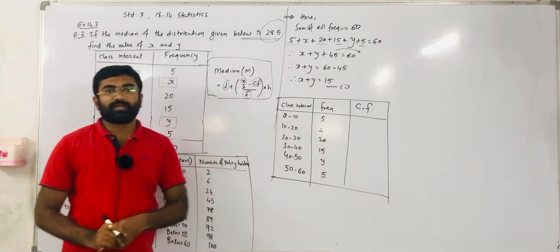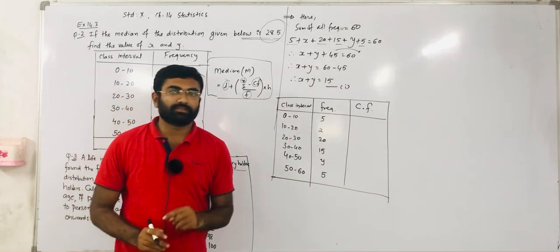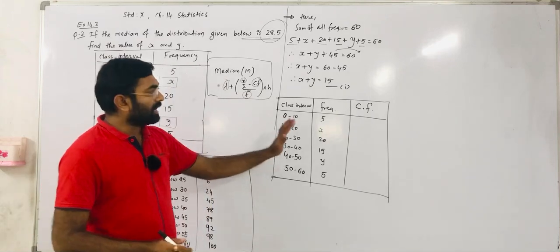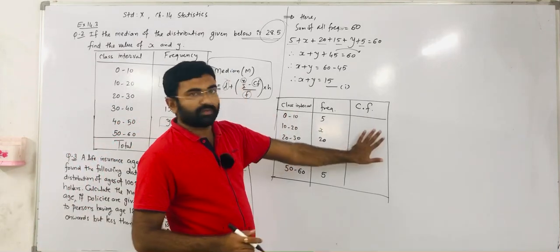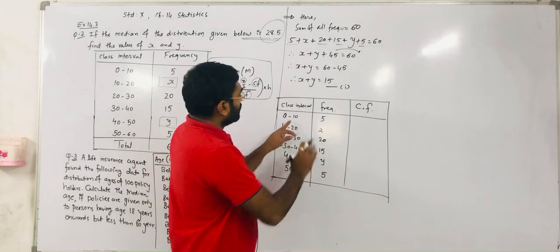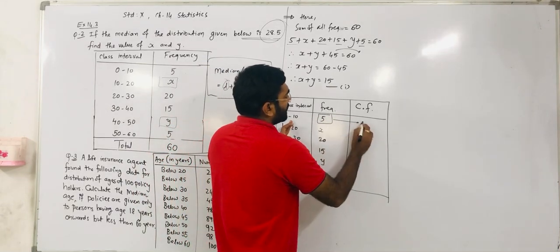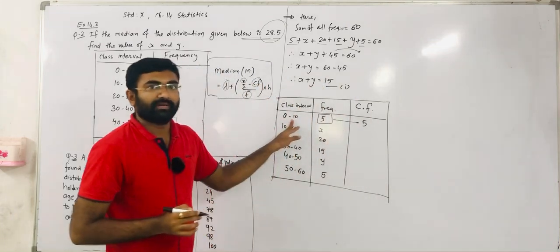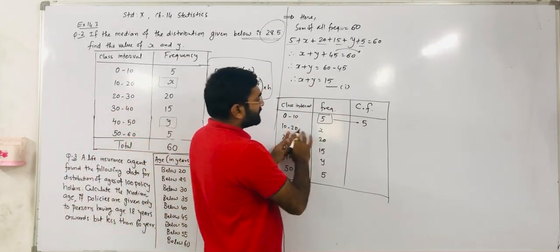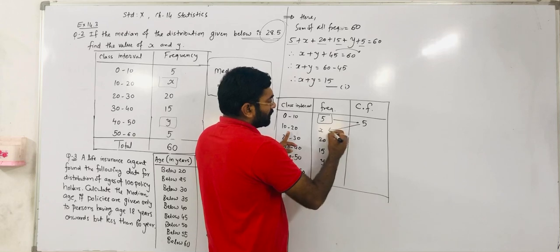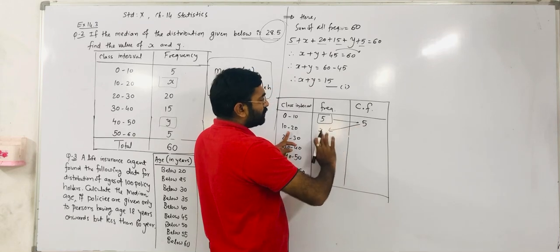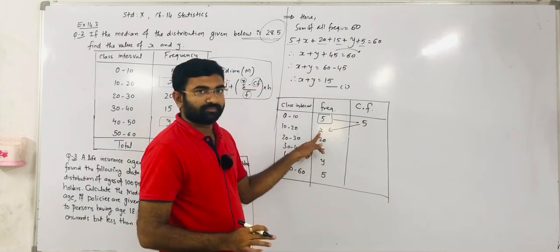Now, cumulative frequency, how can we write it? We already discussed that in question number 1, but again I repeat how we have to write each and every class's cumulative frequency. For the first class, the cumulative frequency is the same as the first class frequency, so we write 5. For the second class, we add the first class cumulative frequency to the second class frequency.